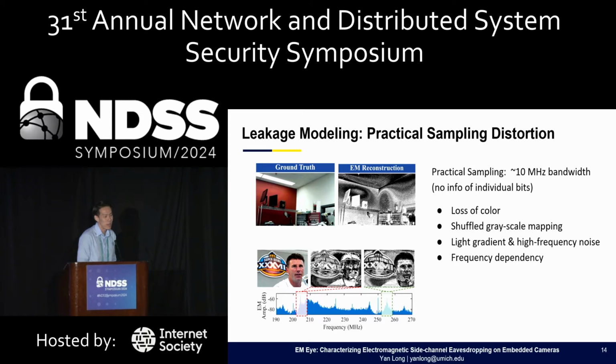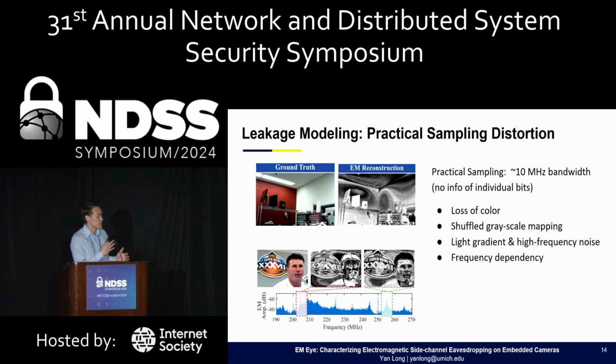Besides the distortions caused by the position of the antenna, another major type of distortion is caused by the fact that most of the time, a practical adversary can only get a signal bandwidth on the order of 10 megahertz. This means they cannot get the accurate information of each individual bit transmitted over the cables, but instead are just getting a statistical summary of the transmitted bits. This causes a line of very interesting distortions. For example, it's only feasible for adversaries to reconstruct a grayscale image, so all the colors are lost. Even the grayscales in the reconstructions are completely different from the original grayscales in the ground truth image. Meanwhile, you can also observe a lot of high frequency noise and some additional light gradient patterns in the reconstructions that are not observed in the original image.